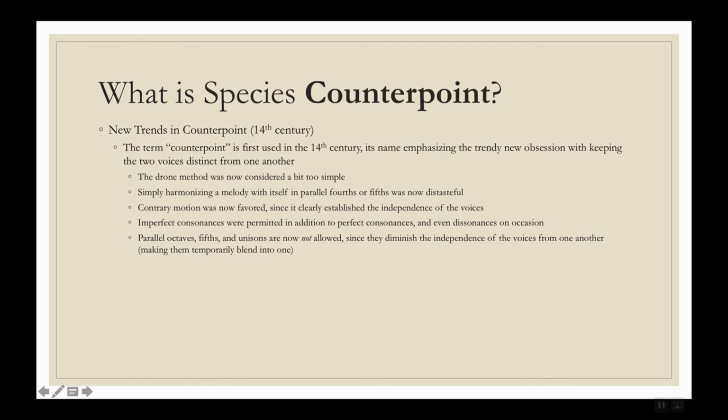Okay, and then parallel octaves, fifths, and unisons are now not allowed. In the last video, we saw all kinds of cases of parallel fifths, parallel unisons. I don't know if we saw parallel octaves, but it wouldn't have been surprising if we had. Oh, we did in parallel organum a bit. But now those things are not allowed. So this is the new 14th century trend.